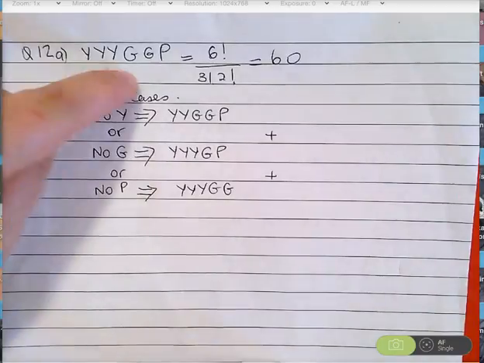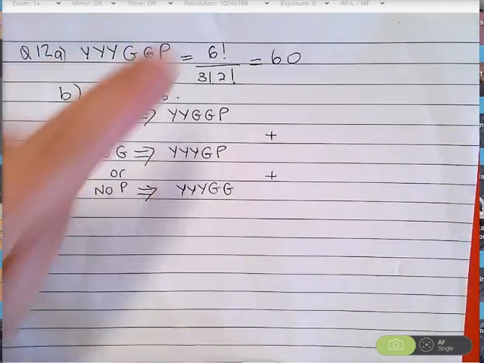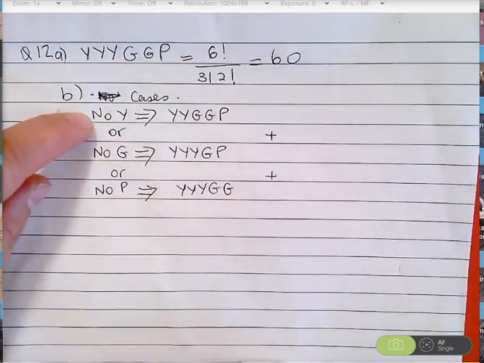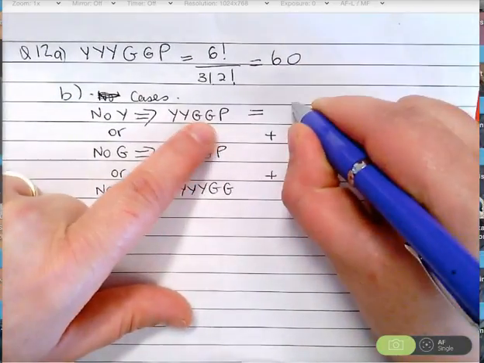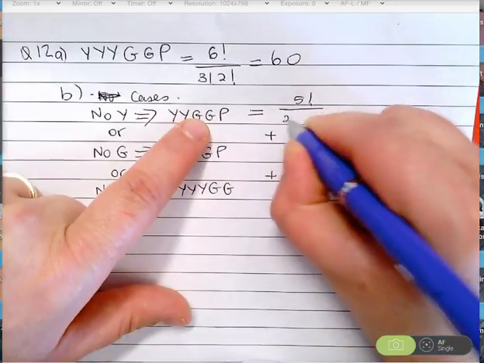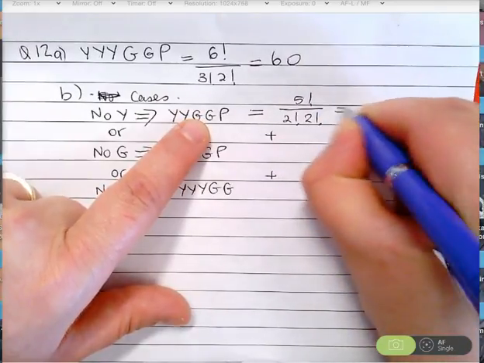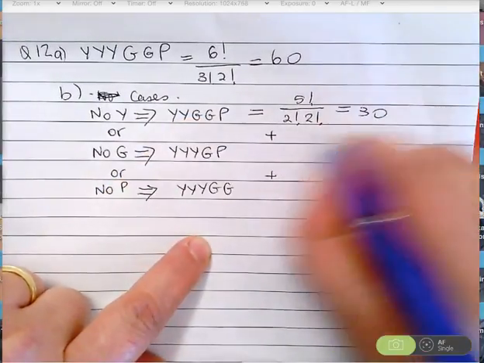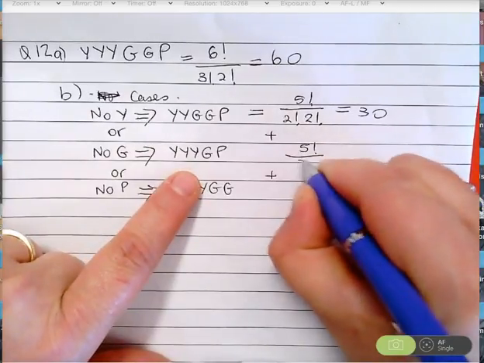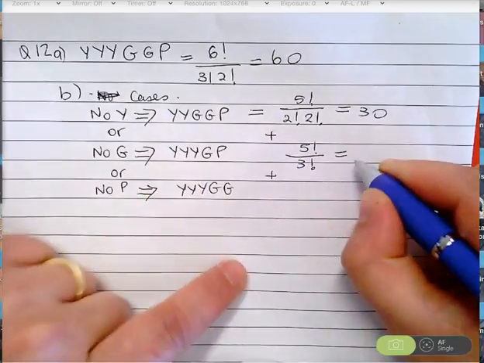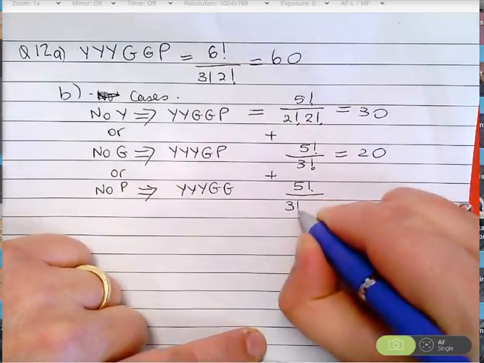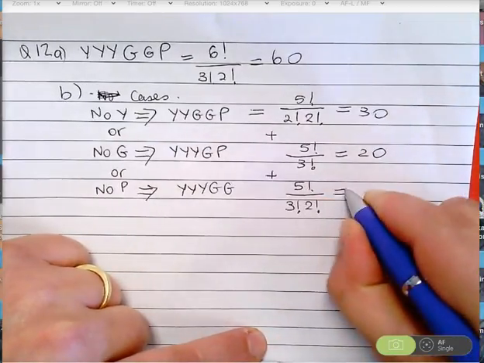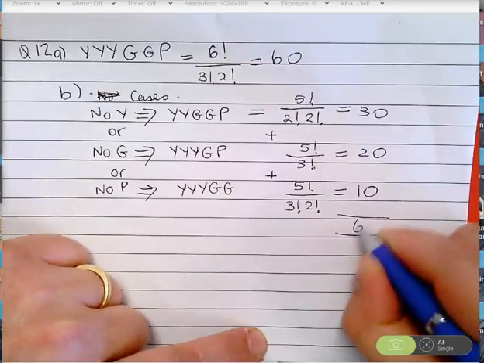Now, 5 dots are used, you're either going to miss out on a yellow, a green, or a purple, so we do it in cases. First case is no yellow. What's the combinations for that? 5 factorial over 2 factorial, 2 factorial, which is 30. The second one is 5 factorial over 3 factorial, which is 20. And the last one is 5 factorial over 3 factorial, 2 factorial, 10. So adding them together is 60.